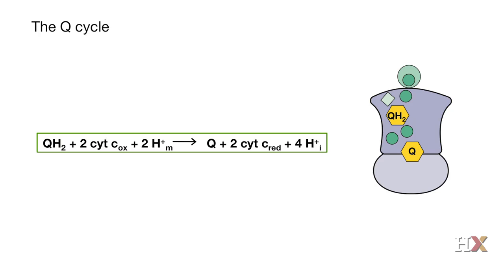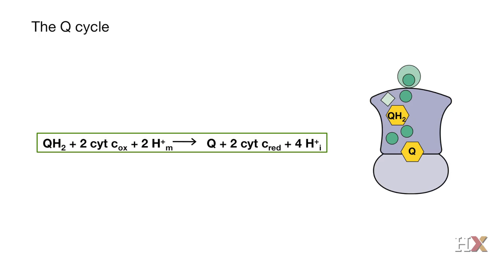So overall, only one molecule of fully reduced coenzyme Q, QH2, gets consumed, 2 cytochrome C get reduced, and 4 protons are transferred across the membrane.